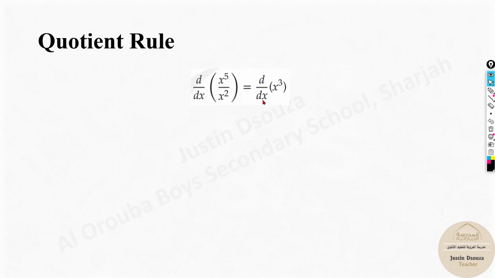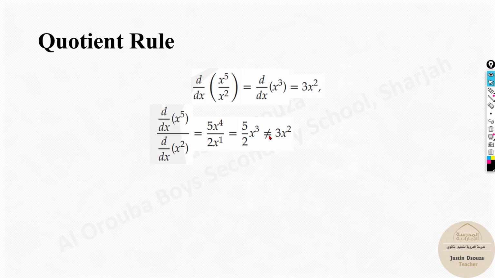Now here, if you derive this, x power 3 comes down, 3x square. But what if you divide them separately? It will be 5x power 4 over x power 1, and now here you will get 5 by 2 x cube, which is not equal.